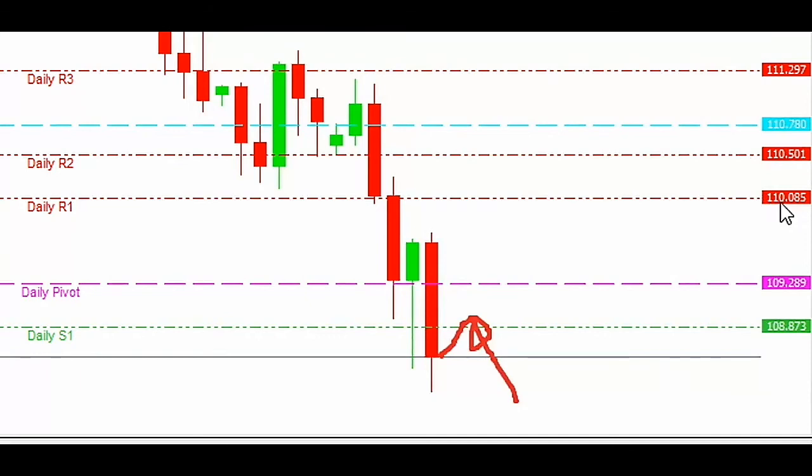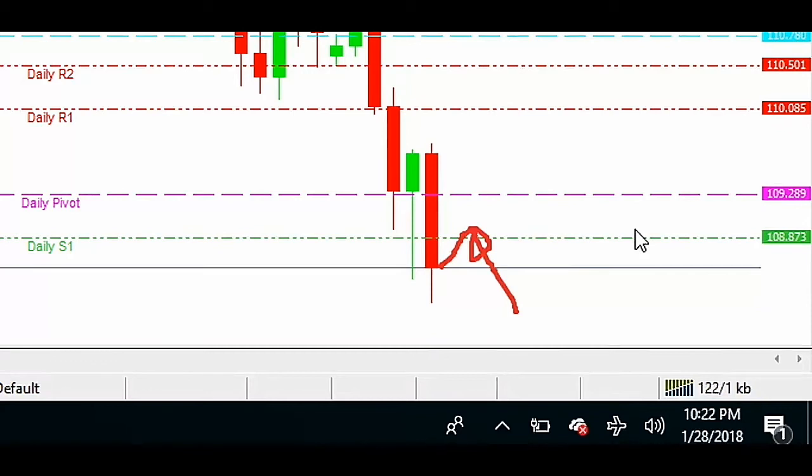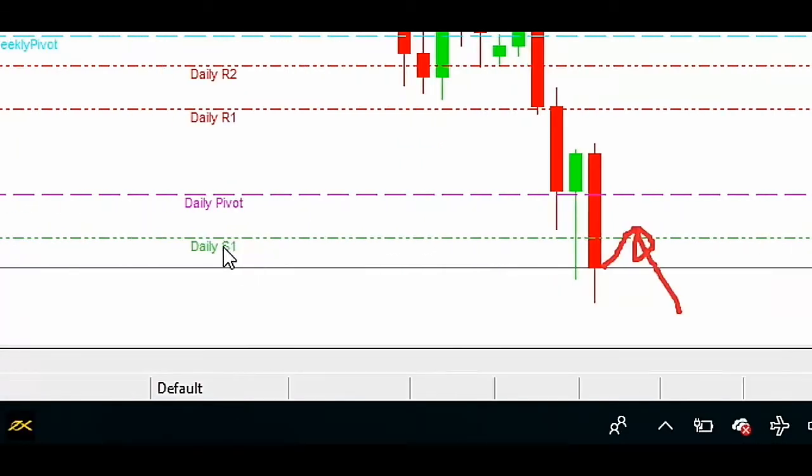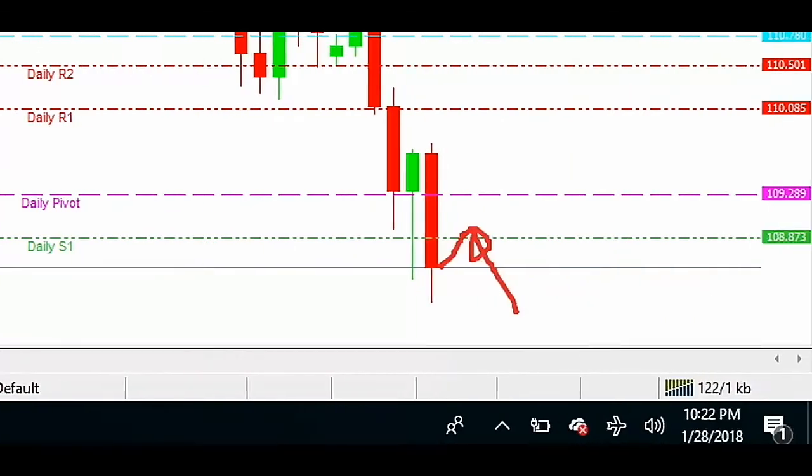It's 110.80, but it has already crossed our support 1. That means this support 1 now works like a resistance, okay. So I can say that if the market goes up, then our next resistance is 108.87, okay. So you have to keep it in mind.